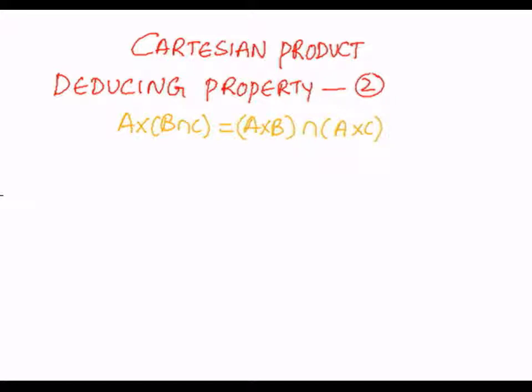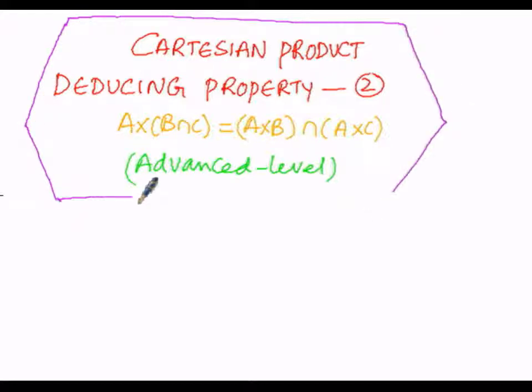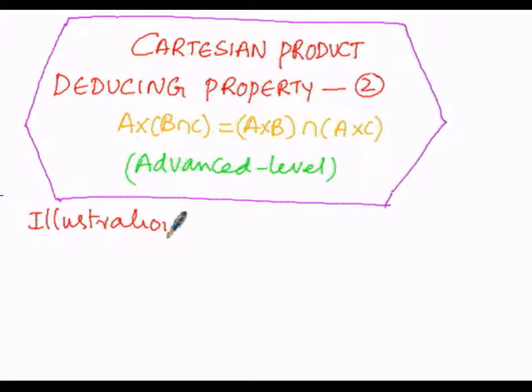So here we are going to deduce the property number 2, that is A cross B intersection C is equal to A cross B intersection A cross C under the advanced level. In order to prove this condition, we are going to assume 3 sets, say A, B and as well as C. So here let us illustrate.